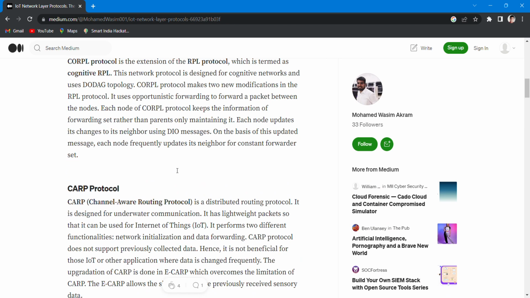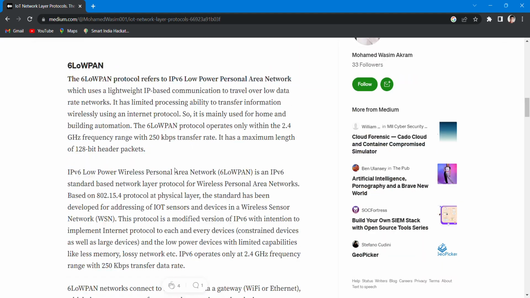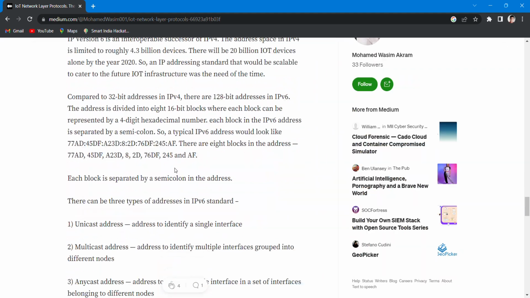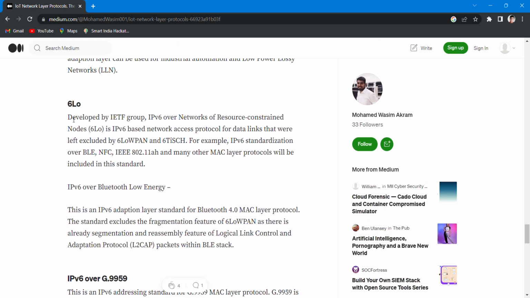Now we will discuss 6LO. What is 6LO? Yes, here is 6LO, which is developed by the IETF, the Internet Engineering Task Force. 6LO is the extension of 6LoWPAN, that adds additional features for compression, fragmentation and header compression. These features help to reduce the packet size and improve the efficiency of the network. 6LO also provides support for multicast communication and neighbor discovery, which are important features in IoT networks.